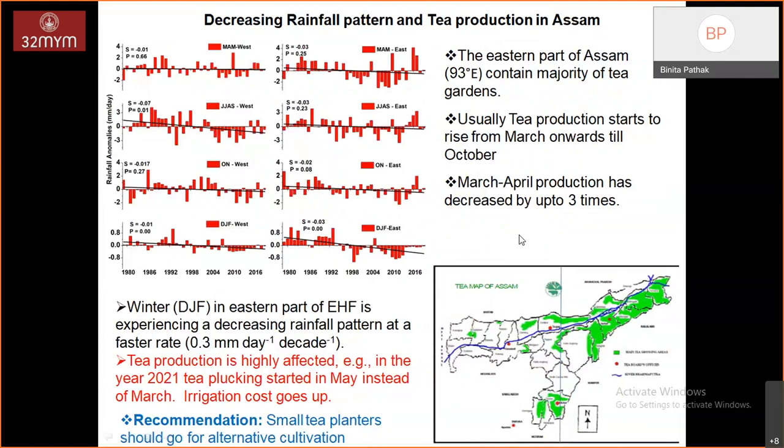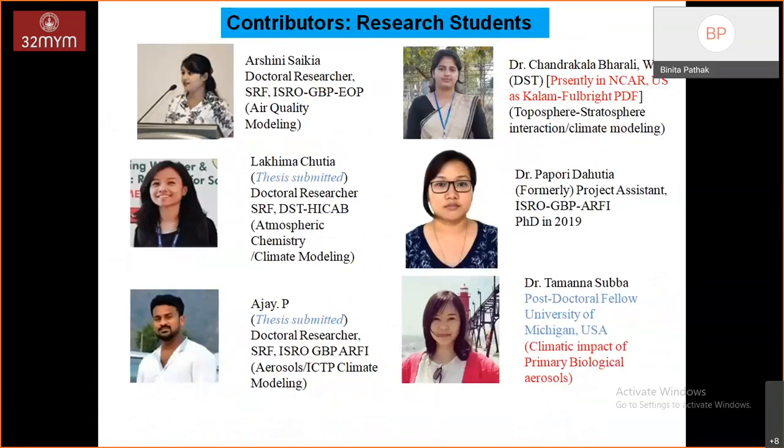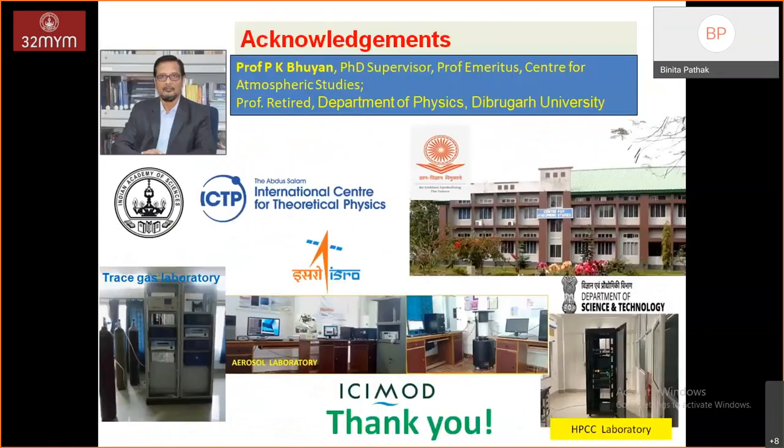And for the last 10 years, March-April production of tea has come down by 3 times, as reported. So that has led to irrigation costs over this region, because nowadays most of the tea gardens have to rely on irrigation for tea production, which again can create a threat for drinking water over this region. And these are the contributors, my research group. Thank you for listening, and the acknowledgements are here.